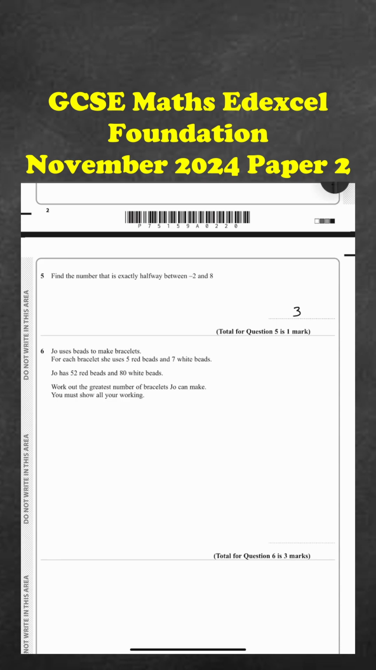Question number 6. Jo uses beads to make bracelets. For each bracelet, she uses 5 red beads and 7 white beads. Jo has 52 red beads and 80 white beads. Work out the greatest number of bracelets Jo can make. You must show all your working.